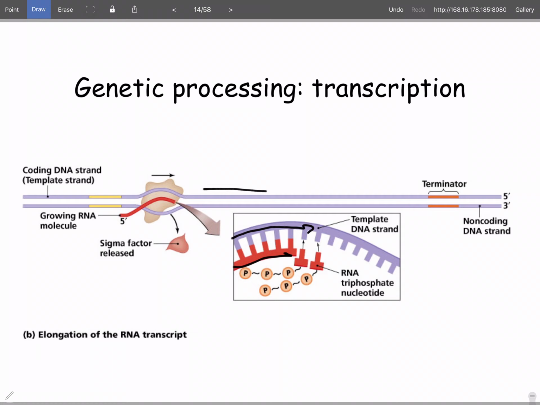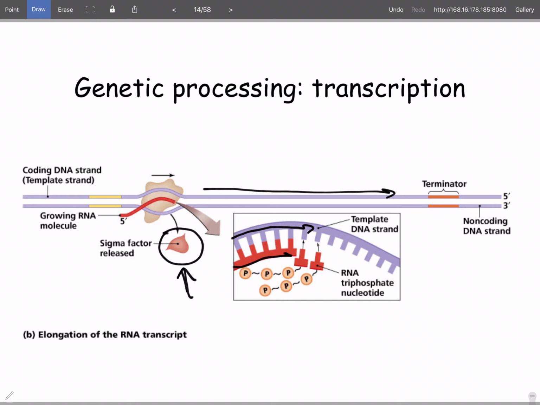And you move along the length. And so then what also happens is the sigma factor falls off the RNA polymerase. Once it's used for initiation, that global regulator doesn't need to be there anymore. It can go bind another RNA polymerase and help it find an appropriate gene to bind to. Okay, so they get reused over and over again.